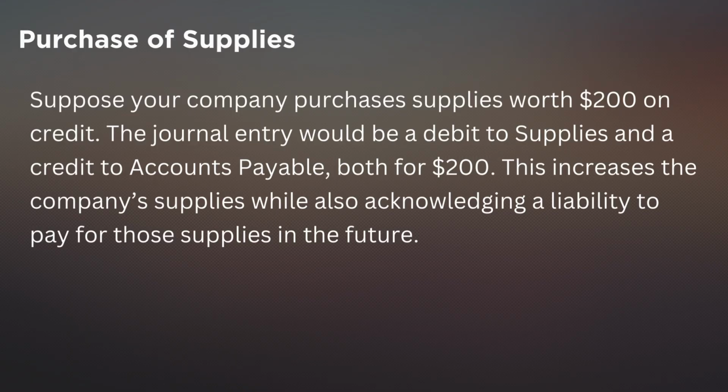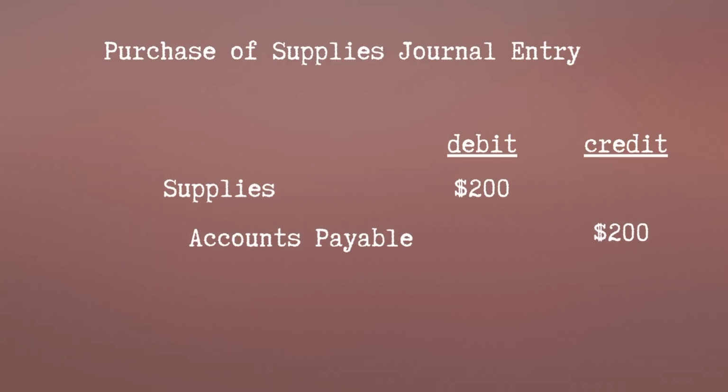Purchase of supplies. Suppose your company purchases supplies worth $200 on credit. The journal entry will be a debit to supplies and a credit to accounts payable, both for $200. This increases the company's supplies while also acknowledging a liability to pay for those supplies in the future.